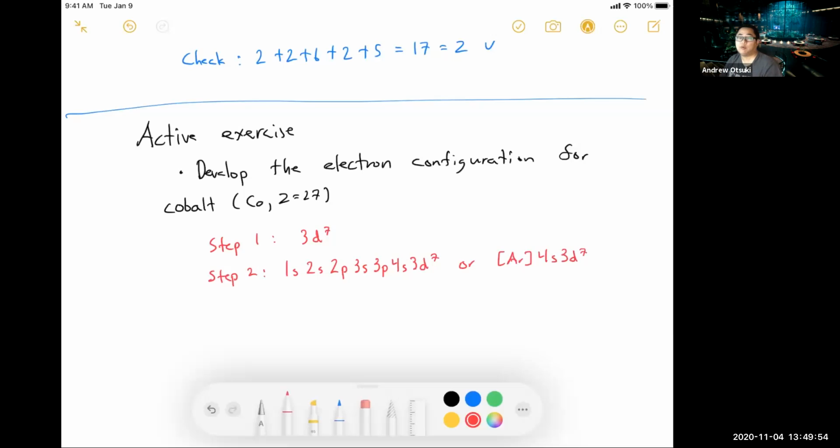All right, step 3, we now fill in the remaining electrons in the sublevels. So step 3: 1s2, 2s2, 2p6, 3s2, 3p6, 4s2, and 3d7. Or argon, much shorter, 4s2, 3d7.